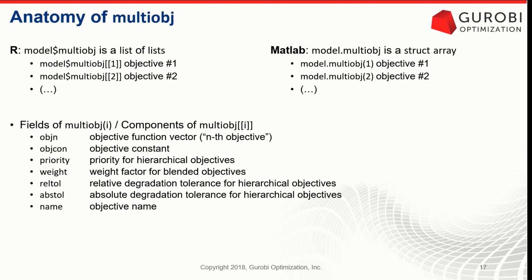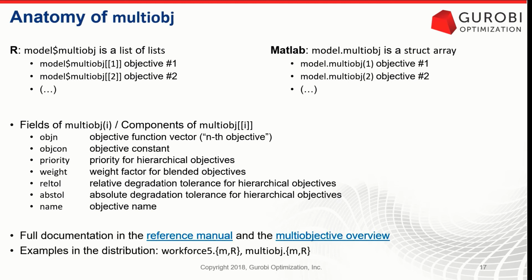And finally, there is a name you can give to each objective function. And the full description for these data structures and the fields and components can be found in the reference manual. And there are two examples in the distribution that use this multi-objective feature. One is workforce 5 and the other is the multi-obj.